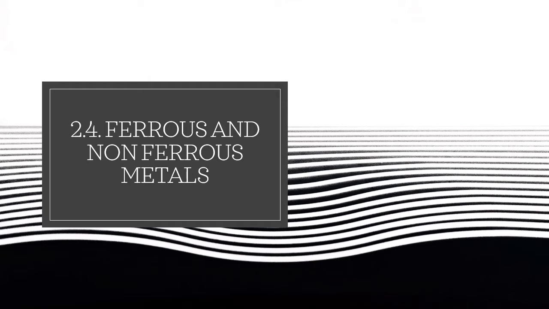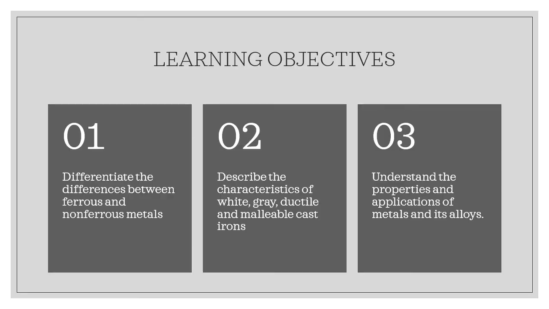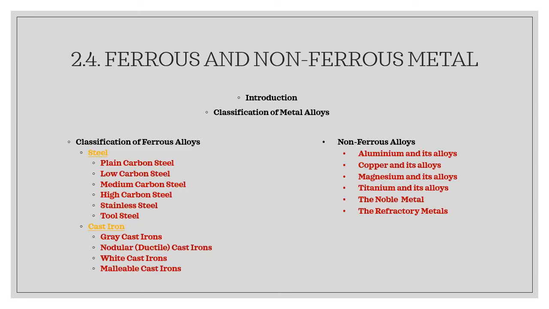Today we're going to learn a new subchapter, 2.4 Ferrous and Non-Ferrous Metals. Here are the learning objectives. At the end of the session, you should be able to differentiate between ferrous and non-ferrous metals, describe the characteristics of white, grey, ductile and malleable cast iron, and understand the properties and applications of all the metals and their alloys. Here is the outline of the chapter.